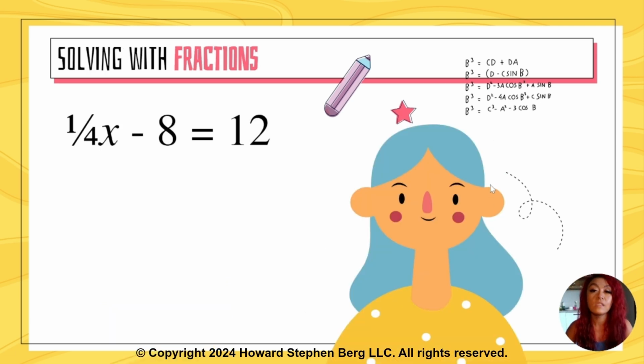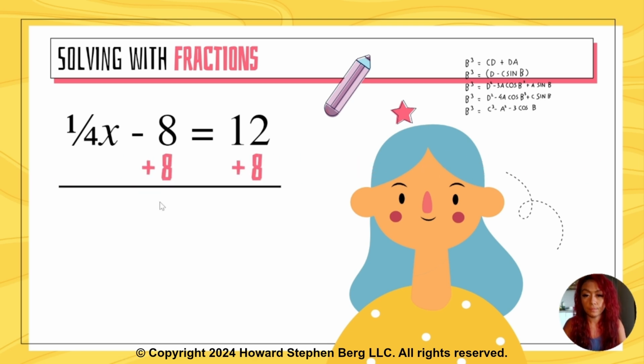Next example is solving equations with fractions, everybody's favorite, right? The goal is still the same, isolate our variable x. So we're going to start by adding 8 to both sides. Minus 8 and plus 8 cancel out. We bring down 1/4 x equals 20.